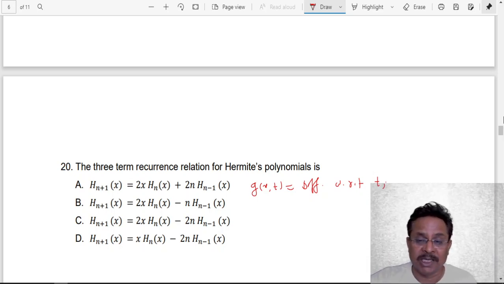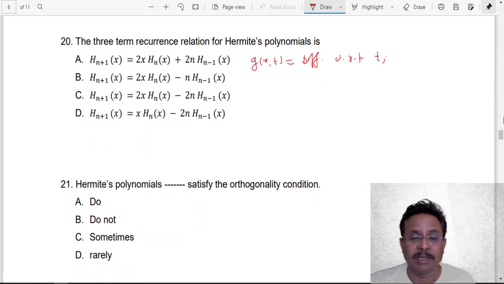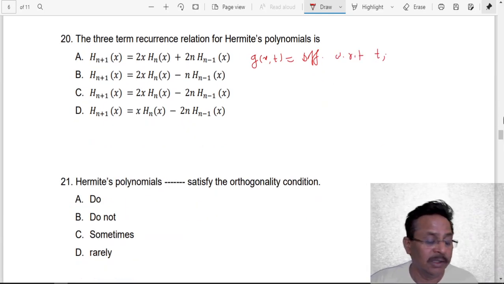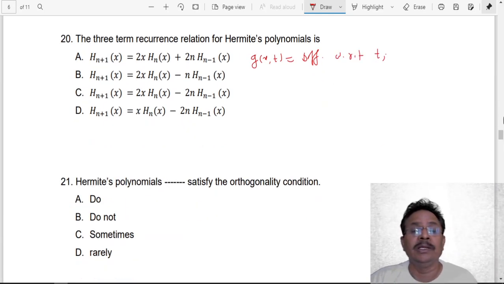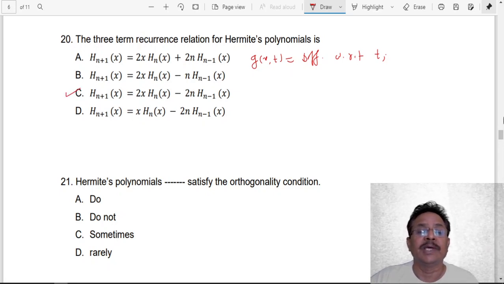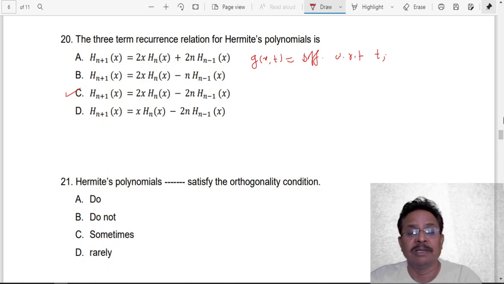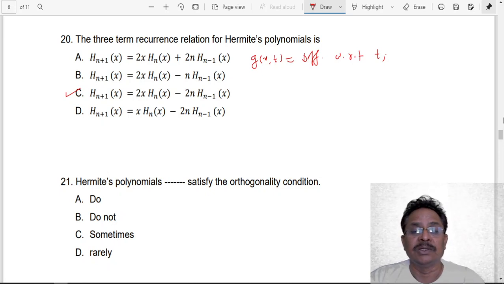So at home, try working out such examples or problems. You will get the correct option of this question number 20 is C. It is Hn plus 1 of x is equal to 2x Hn of x minus 2n Hn minus 1 of x. So this is question number 20, and the answer of this question number 20 is C, which is called the three-term recurrence relation for this Hermite polynomial.